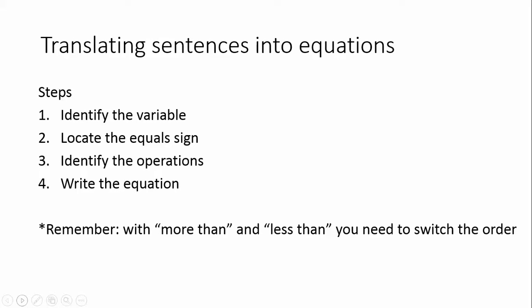When you translate a sentence into an equation, there are several steps you need to take, so please write these down. First, we're going to identify the variable. Then we are going to locate the equal sign. We will identify the operations and then write the equation out. Also remember that with the words more than and less than, we will need to be switching the order of what we are adding or subtracting.